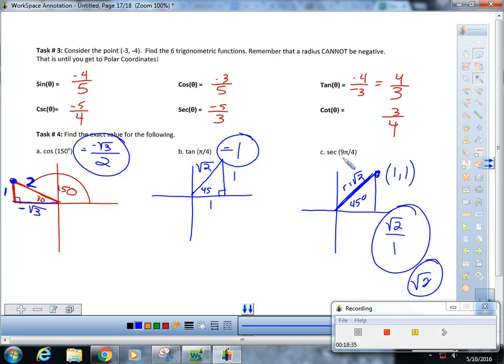I did 9 times 45 and got 405 degrees to get to that angle. Okay? All right, way to stick with me. Tough stuff. Boom!